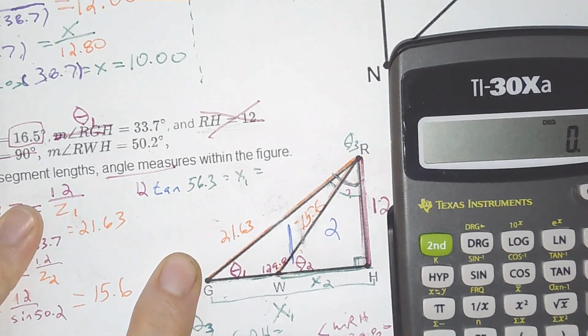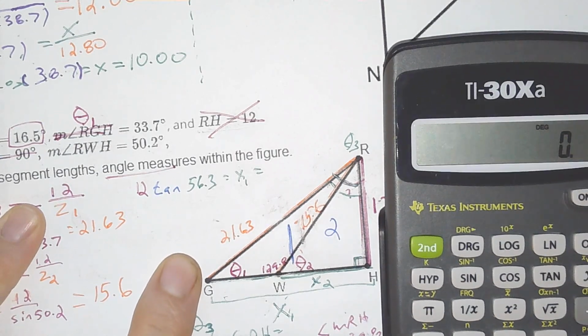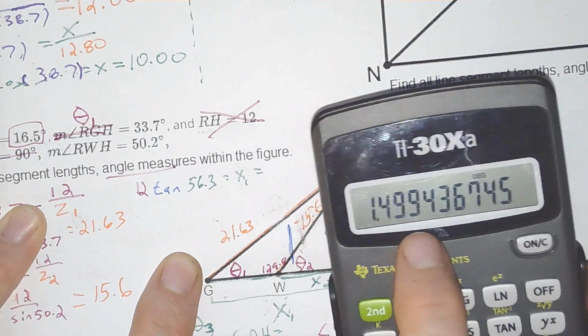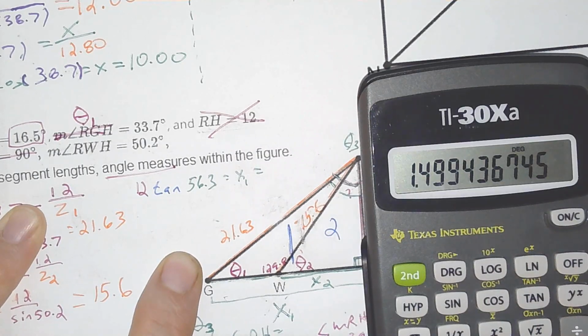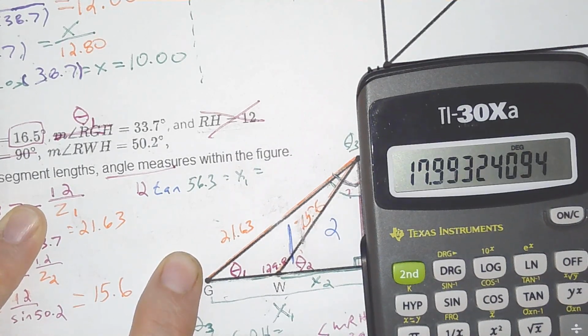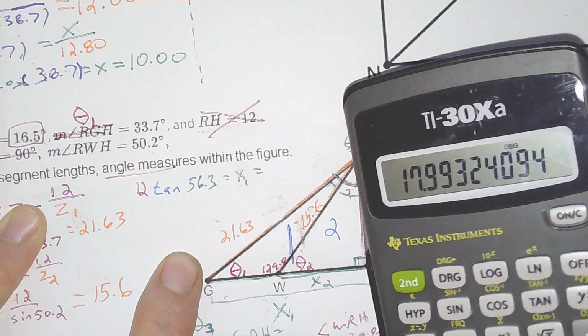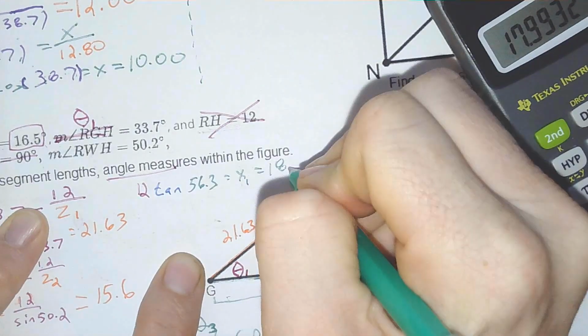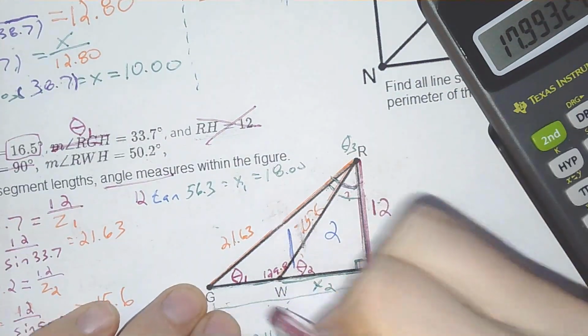Okay, so let's see what happens when we put that in. So 56.3, and put the tangent of that in. That's a good sign. It's like 1.5 times bigger, right? Times 12 equals, that's like 17. Well, that's 18, right? So x1 is 18.